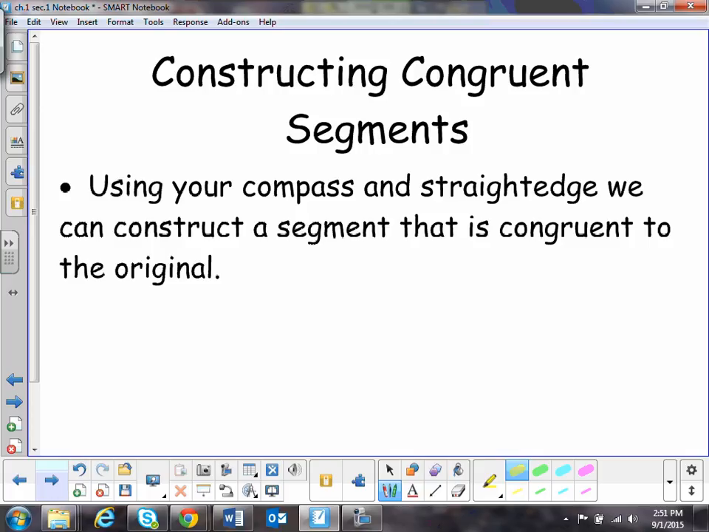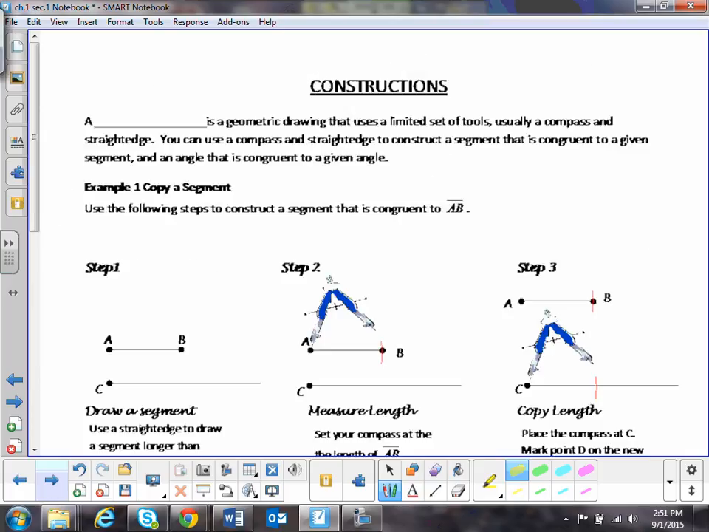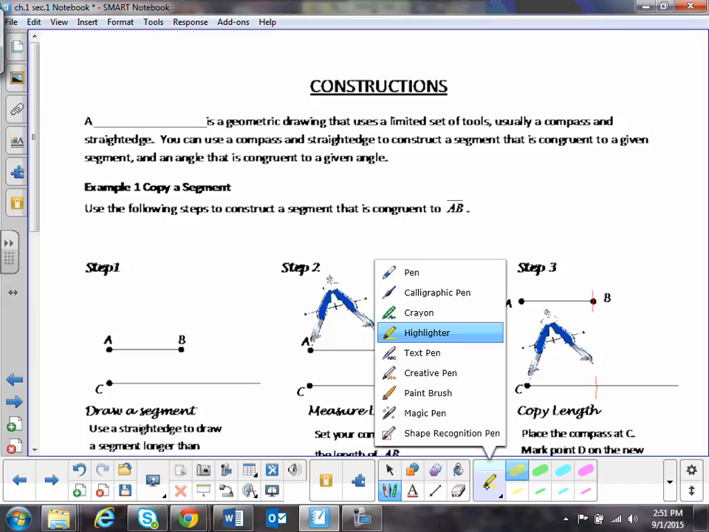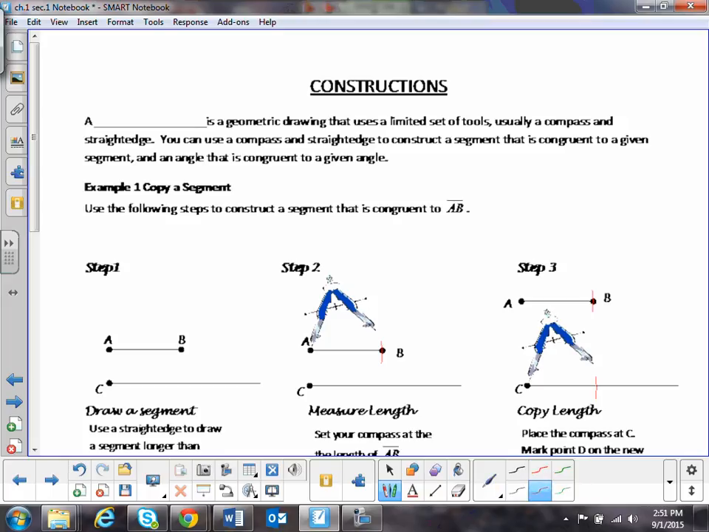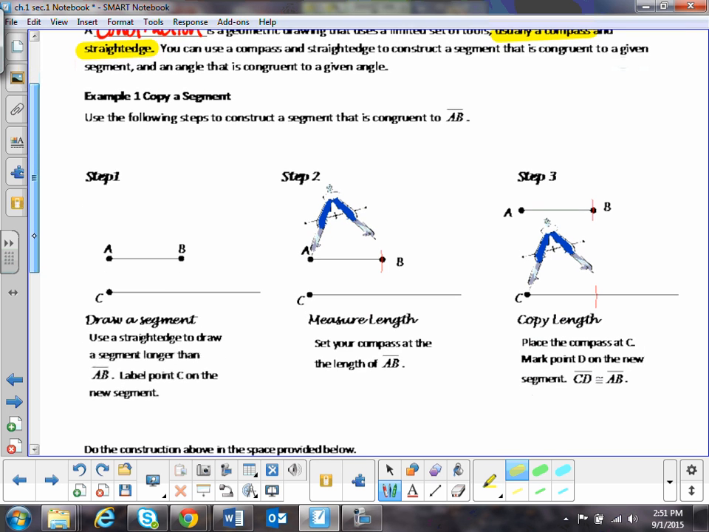Okay, so now constructing. We're going to use a compass and a straight edge. So first things first, whenever the problem says to construct, you have to use a compass and a straight edge. So a construction is a geometric drawing that uses a compass and straight edge only. So you've got to get pretty comfortable doing your geometric art, line design, and circle design.